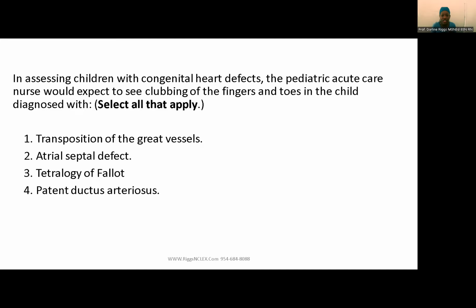We talked about transposition of the great vessels. We talked about atrial septal defect. We talked about tetralogy of Fallot. We talked about patent ductus arteriosus. You know the pathway with those. You know which ones are cyanotic and acyanotic. So there are two here that are cyanotic defects. Which ones are they? That's all this question is looking to see that you know.